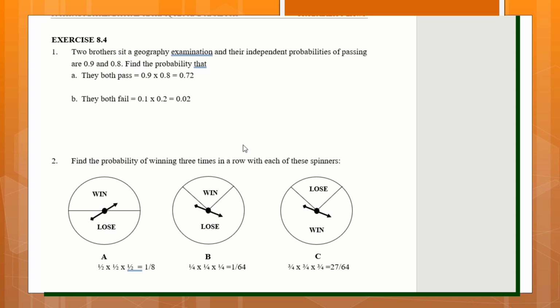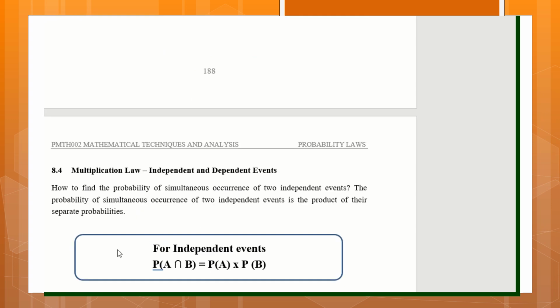Alright, so today we will continue with exercise 8.4. Two brothers sit for a geography examination and their independent probabilities. So what does independent tell you? The intersection is equal to the multiplication. This is the independent rule. So when you have anything that is independent, always have this in your mind.